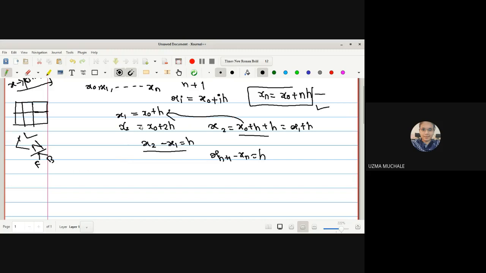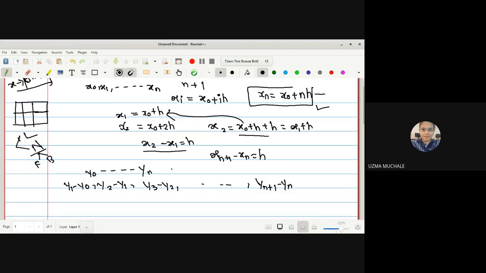Now what is given to us? A set of n plus 1 values are given, and corresponding y naught, y1 up to so on, yn are given, and the differences we can write in the form of y1 minus y naught, y2 minus y1, y3 minus y2 and so on. The last is yn plus 1 minus yn. So these are n values.